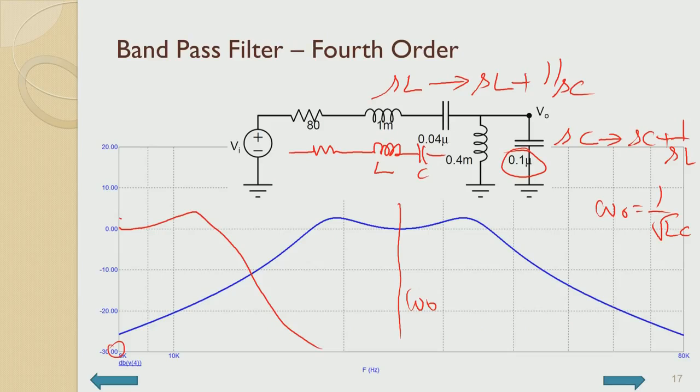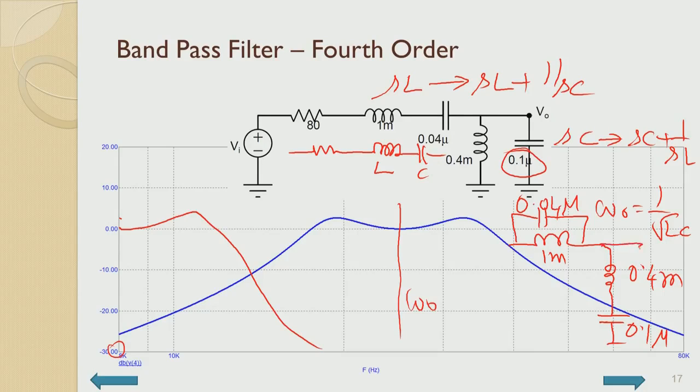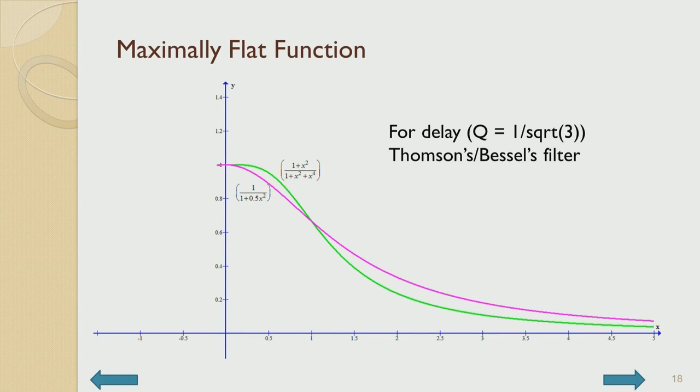In case you want a band stop of this type, which permits all the signals and stops signals here and again permits all signals beyond this, then it is necessary to replace this inductor by a parallel resonance, with this L coming here and C coming in shunt. That means the circuit will be this L 1 m and 0.04 microfarads, and the same capacitor 0.1 micro with 0.4 milli coming in series. So this is the network for the band stop function. So you can see that it is pretty simple.